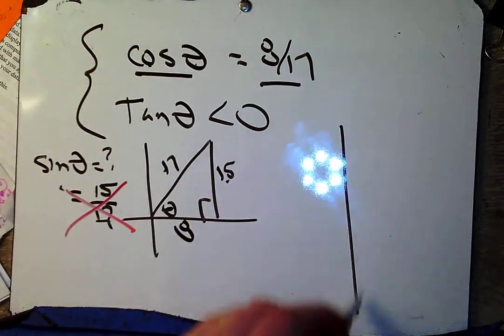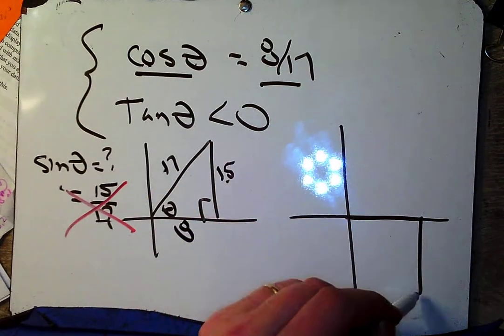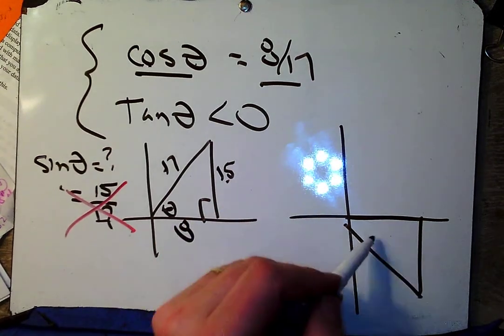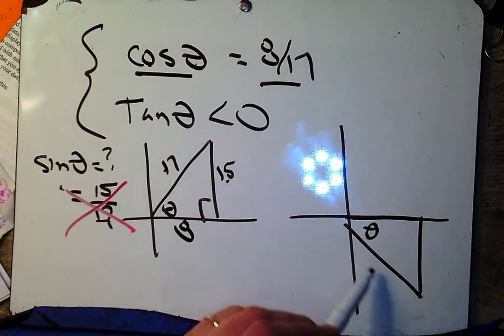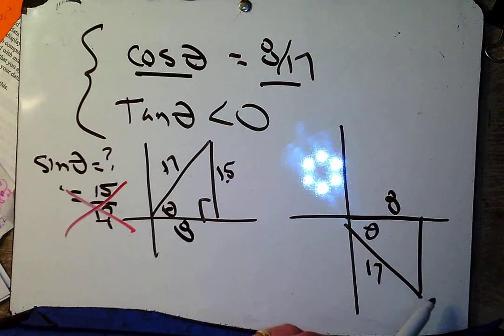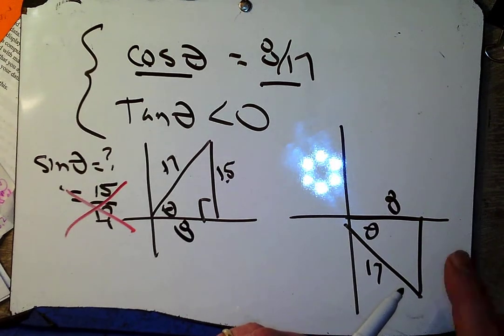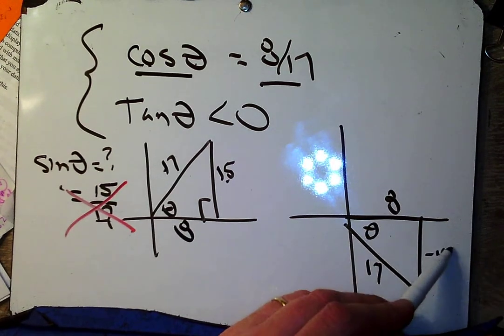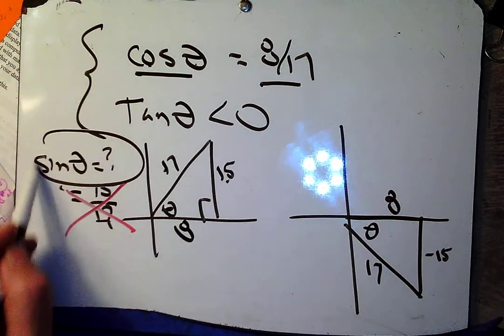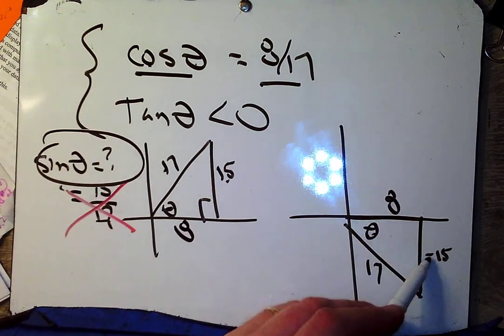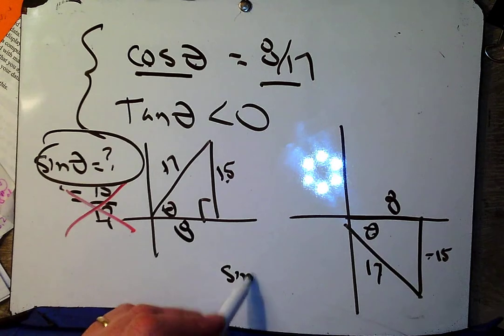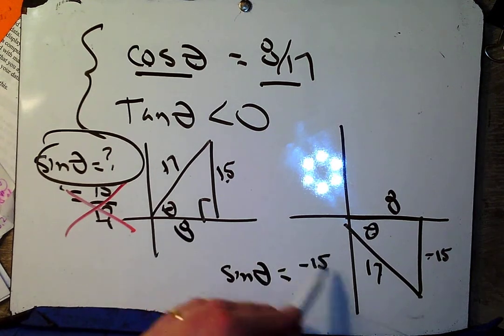Okay, so let's draw the triangle there. Theta, I still have 17, I still have 8. This is negative 15. And sine is opposite over hypotenuse. Sine of theta is negative 15 over 17.